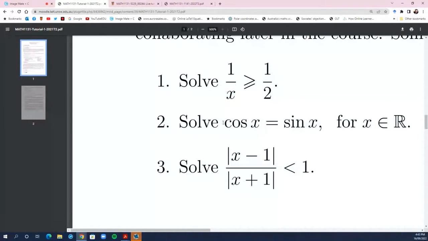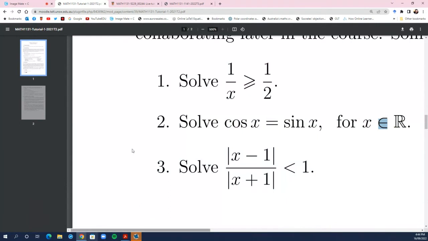So what about this problem? Solve cosine x equals sine x for x in the real numbers. This funny R means the set of real numbers, and the backward looking E means belongs to, or is an element of. Okay, well, let's go to Maple first on this one.